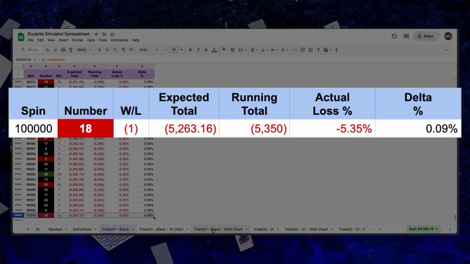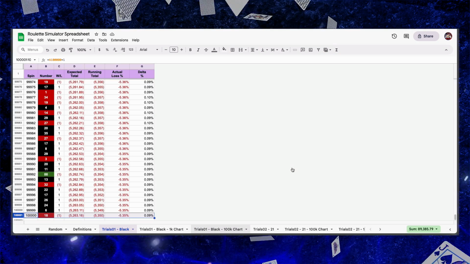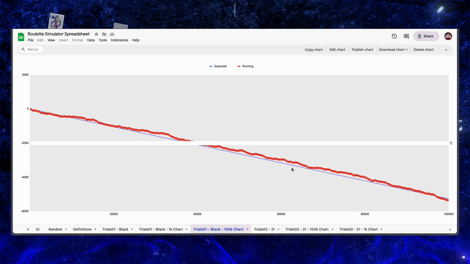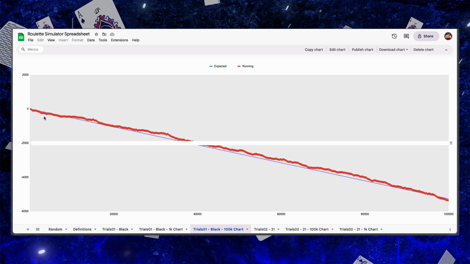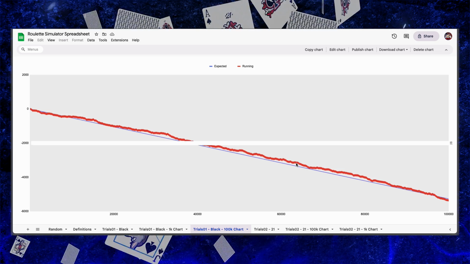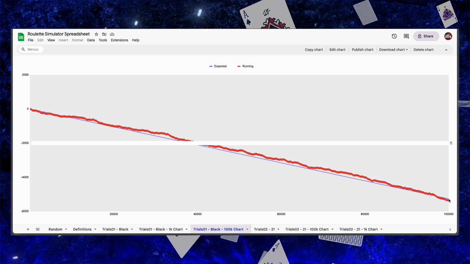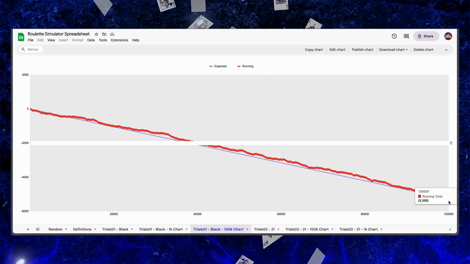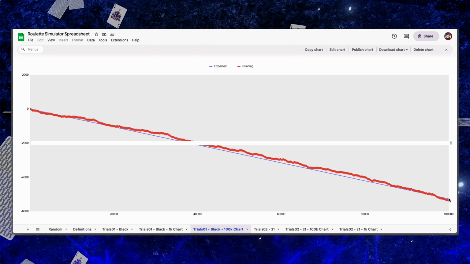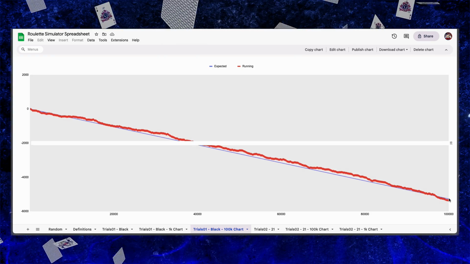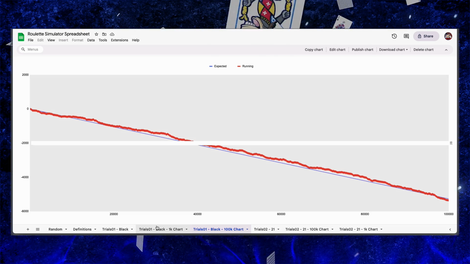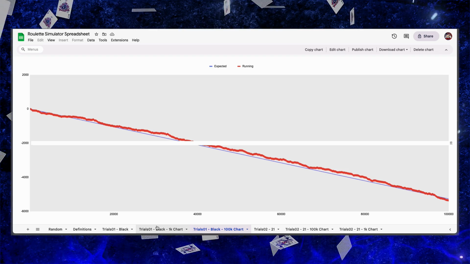And if we look at the chart, this chart takes a second or two to pop up because it's got 100,000 points of data. You can see the blue trend line. That is what our expected value is, our expected loss after 100,000 spins. You can see that we are down 5350 and we're just a little bit off from the 5263 that we would expect to be down. So that is one example of how the law of large numbers is working.